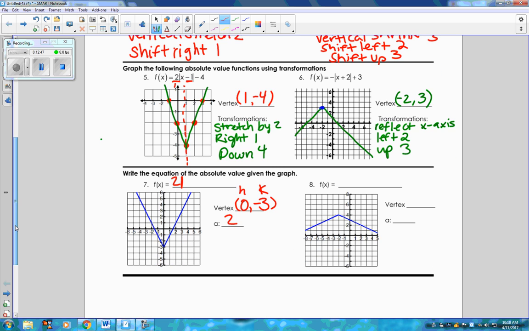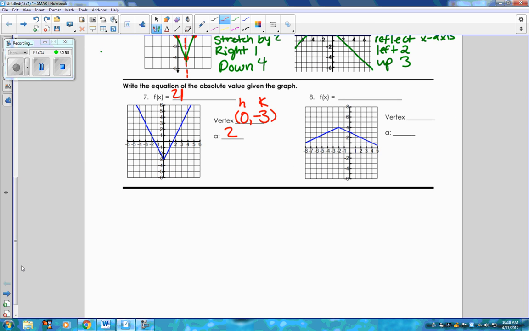How do you know if it's negative? If it flips like this, think of it as it's eating something. If it's eating the ground, it's negative. Okay. If it's eating the air, it's positive.